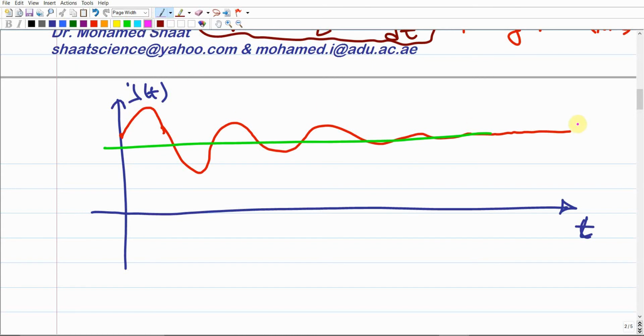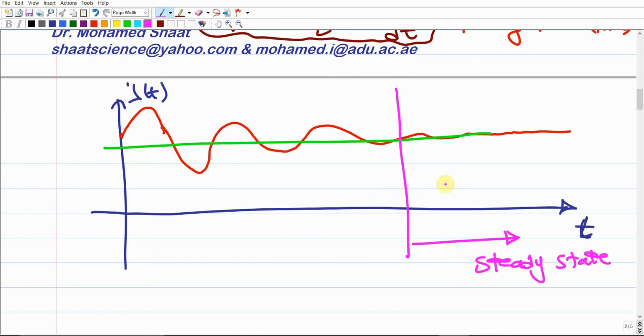And we can split this figure into two regions, as we discussed. This is the steady state region of the curve, and this is the transient state of the curve, or the current, because our main concern here is the current.